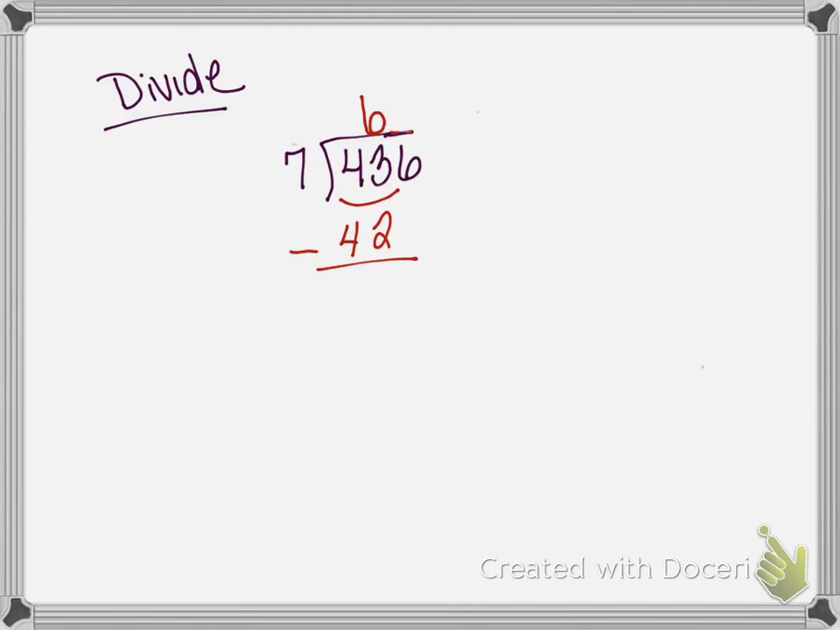Okay? Now I want you to know this subtract right here is where students make mistakes all the time. That's the number one place that student makes mistakes when they're doing this. So be aware of that. Okay, 43 minus 42 leaves me with 1. 6. How many times does 7 go into 16?